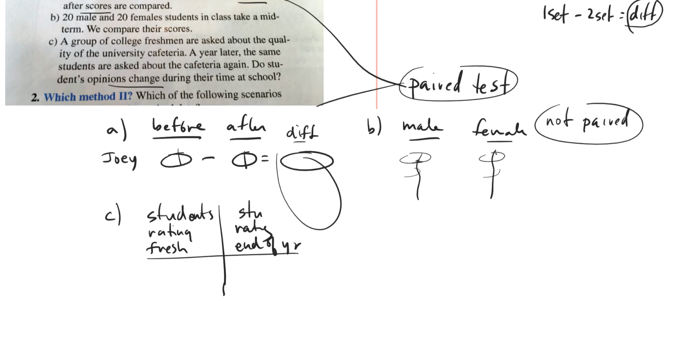So we've got the students rating as freshmen. They score it, and then the same student scores it at the end of the year. Score, score, score, score, and so forth.